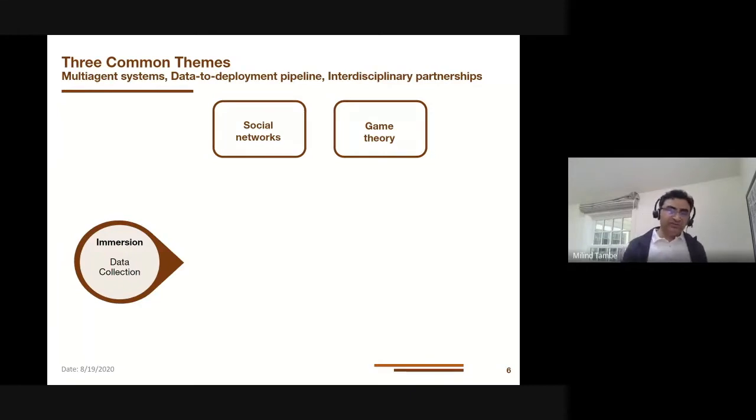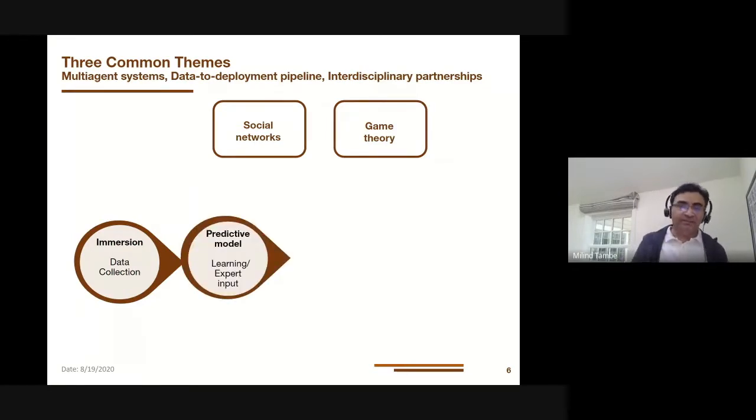This work starts by immersing ourselves in the domain, trying to understand from the nonprofit that we usually engage with, what are their problems? What kind of data do they have? And having collected that data, the next step then is a predictive model. Given this amount of data, what do we predict to be high risk versus low risk cases? If we are doing work on helping TB patients, then which patients are high risk versus low risk? This is a prediction problem.